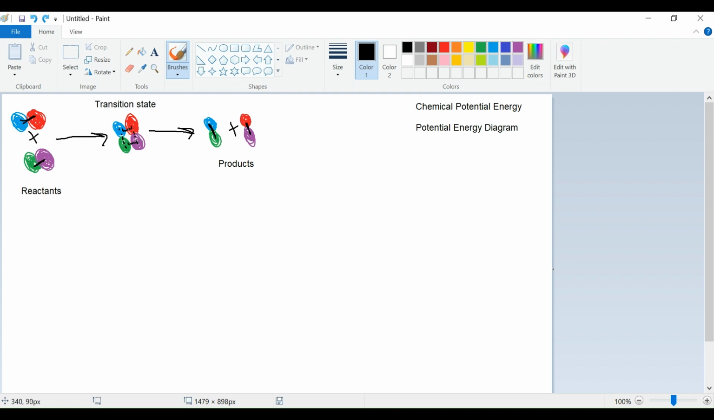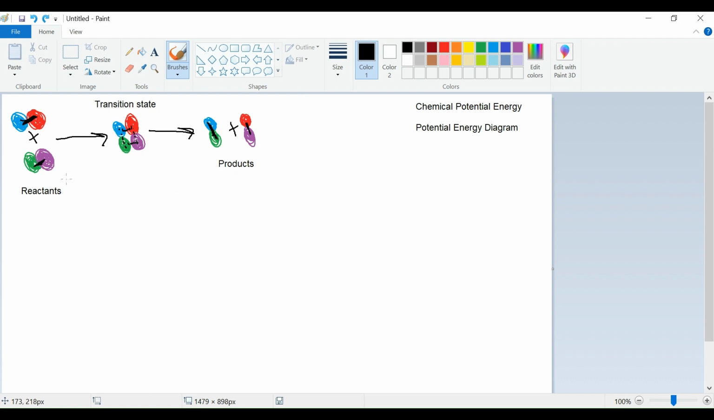As that happens, we get to this transitional state where my bonds here and here start breaking, and my bonds here and here start forming. So we hit that transition state. We're in the right orientation. We're taking up energy to break bonds, and we're using energy to make new bonds.